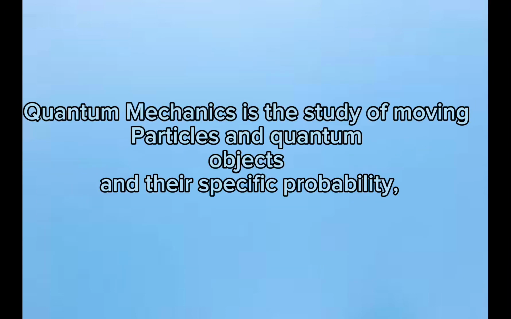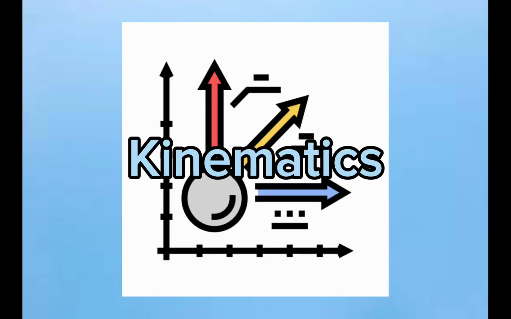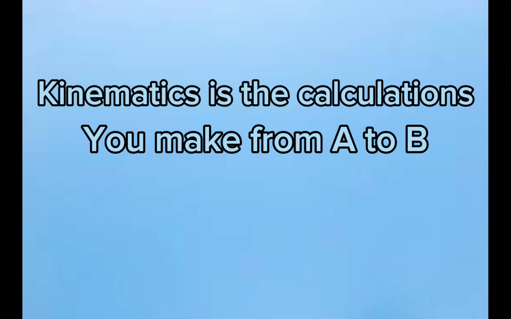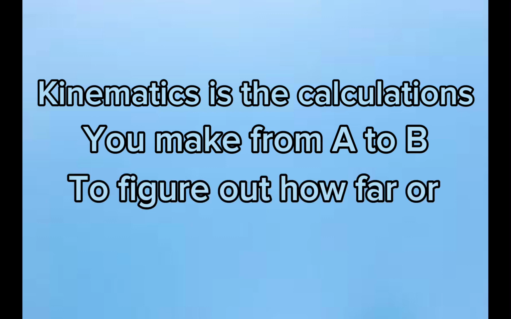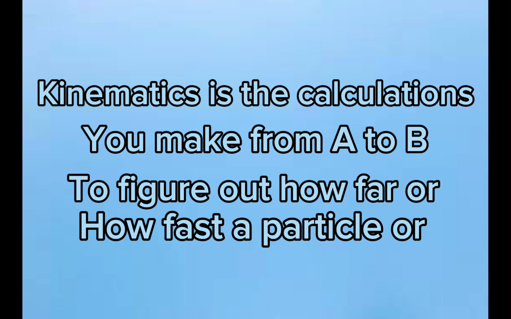Mechanics is the study of moving particles and quantum objects and their specific probability. Probability in quantum mechanics is the chances or predictions that a particle or quantum object will move a certain way or go a certain direction. Now there's kinematics. Kinematics is the calculations you make from A to B to figure out how far or how fast a quantum object moves.